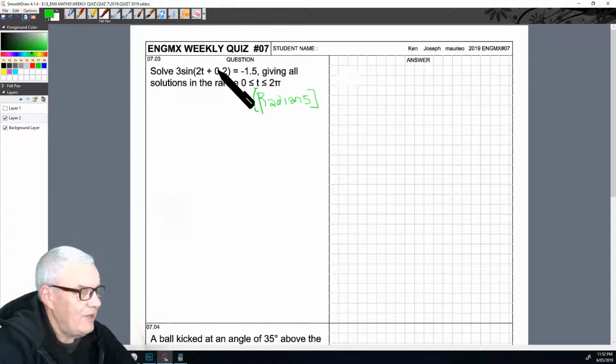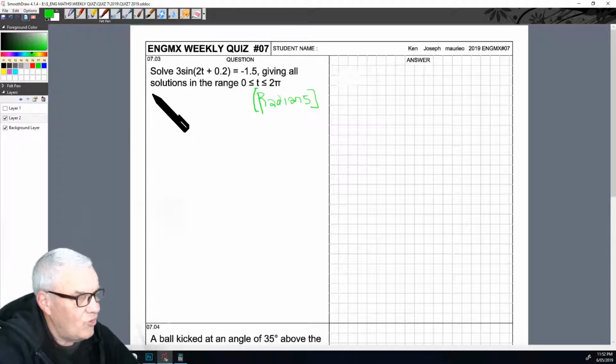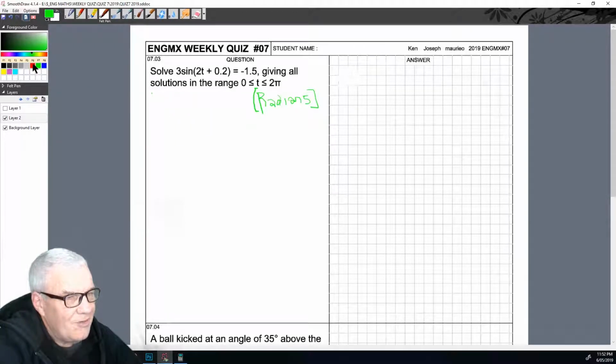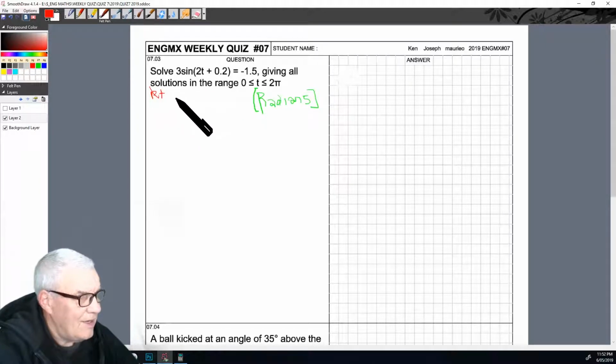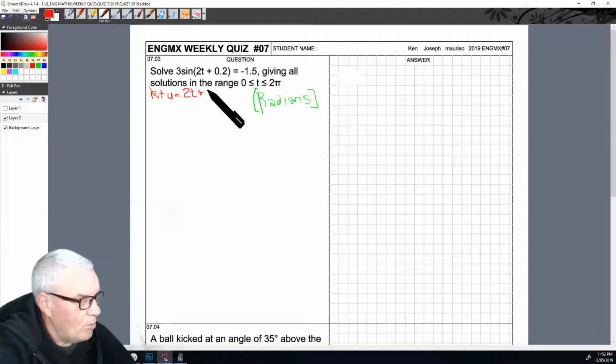Right. So what we do here, to deal with this, is we substitute. So we, red pen, let u, so I'm using this variable u, equal 2t plus 0.2.